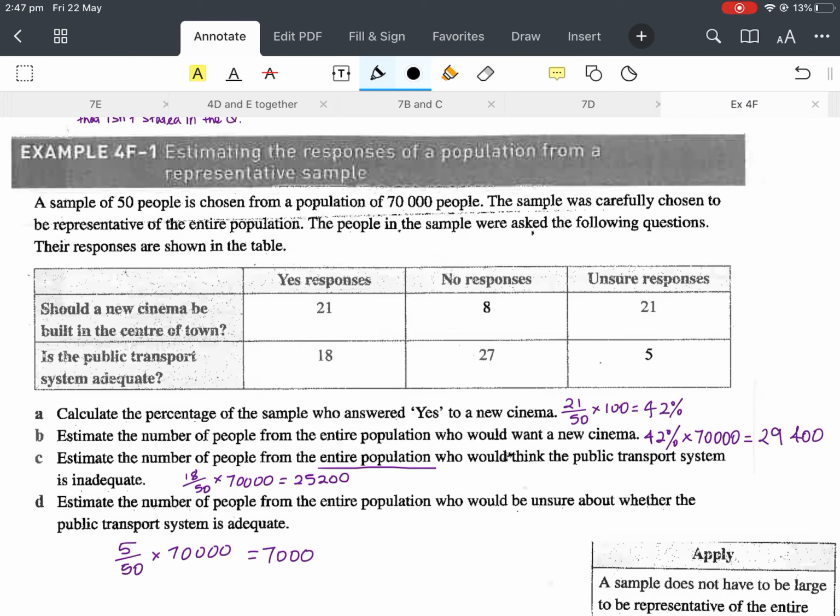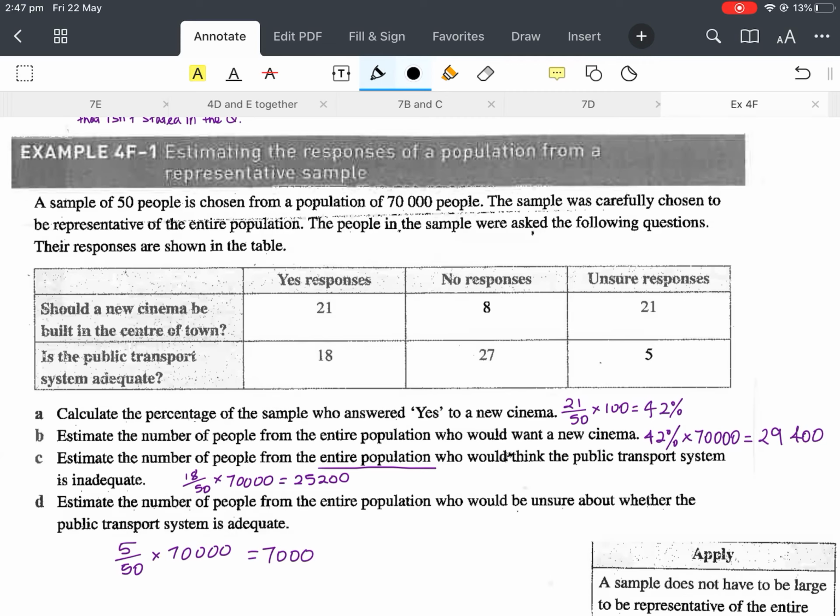The first one, A, says calculate the percentage of the sample who answered yes. So I did 21 over the 50 people asked, and I times it by 100 to find a percentage. 42% was the answer. Now, to estimate the number of people from the entire population, you have to multiply by the 70,000. That gave me 29,400. Okay, so the entire population who would think the public transport system is inadequate.